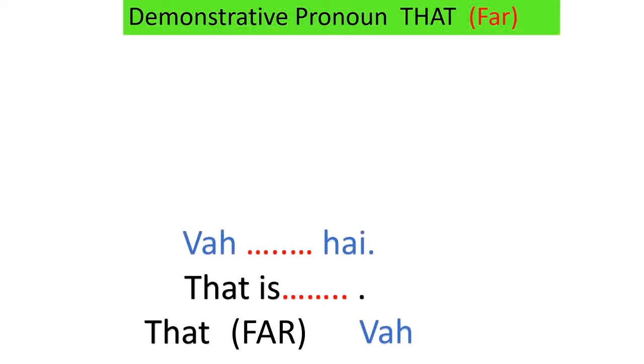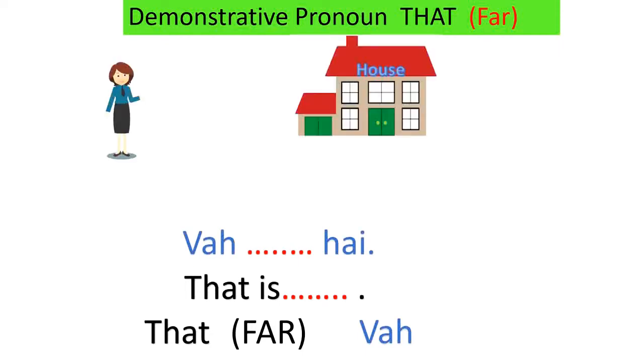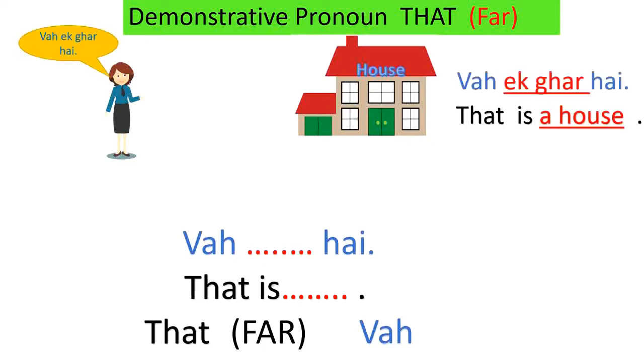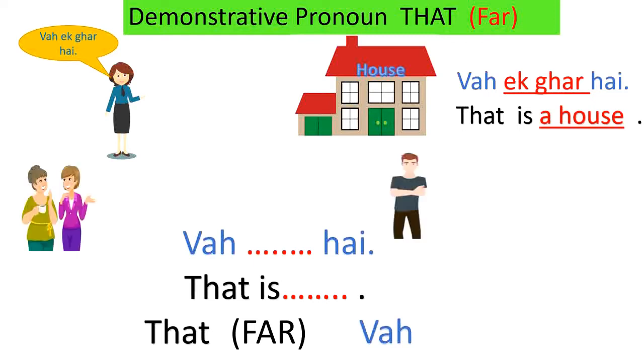Example, a girl who is far from the house says, that is a house. In Hindi, she will say, vah ek ghar hai. One more example. The girl introduces a boy who is standing far from her. That is Sachin. In Hindi, she will say, Vah Sachin hai.